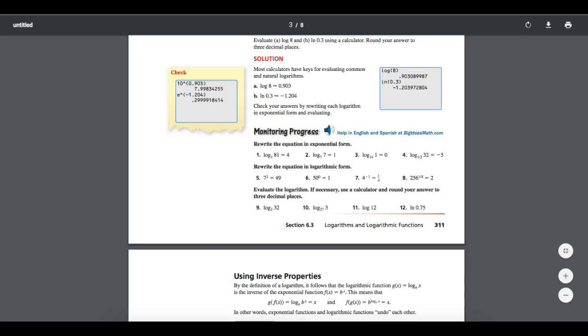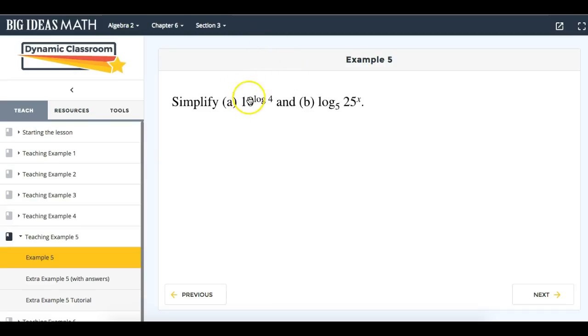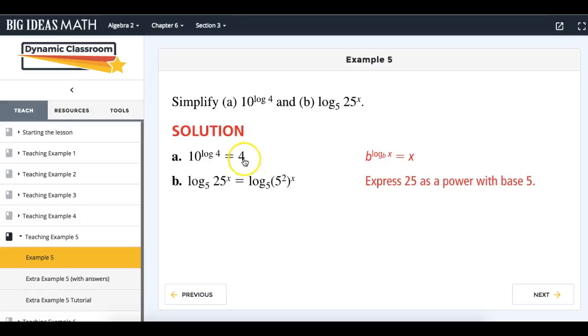Let's go back here. We're seeing 10 to the log base 10. So our rule is that when we have a base to the log base 10 of a number, this is just equal to that number. That's our rule, right back on this page. So when we simplify this, we know that this is just equal to 4. And that's given to us by this power.